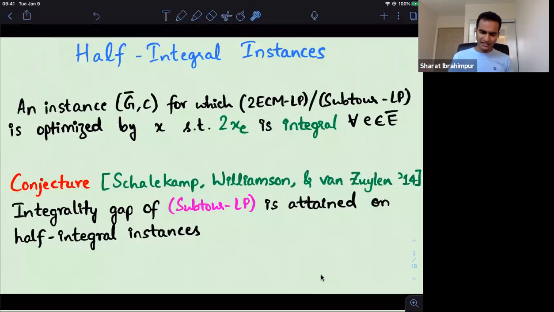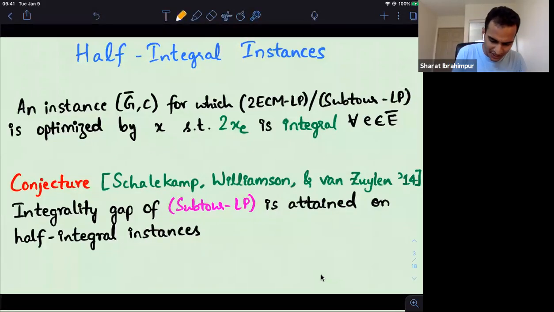And the reason these kinds of instances have gained popularity is due to a conjecture by Schalekamp, Williamson, and van Zuylen from 2014, which says that the integrality gap of the subtour LP is attained on half integral instances. So if this conjecture is true, then to prove the 4/3 conjecture, it suffices to just focus on half integral instances and prove results for such instances.